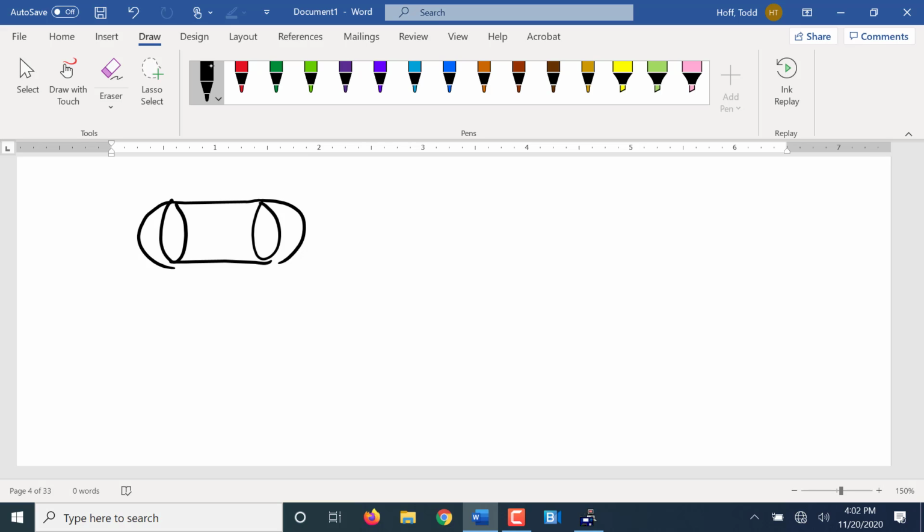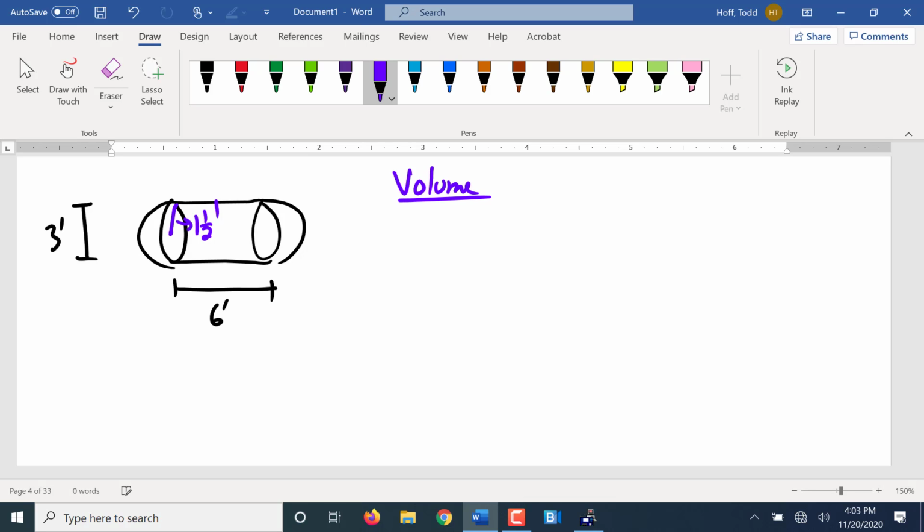Now we did a problem similar to this, where we had a tank with the half sphere on each end. Let's do this. We're going to go 3 feet there and 6 feet here. So our radius is 1.5 feet. So our volume, we have the cylinder, which we'll do first, with a radius of 1.5 feet and 6 feet.